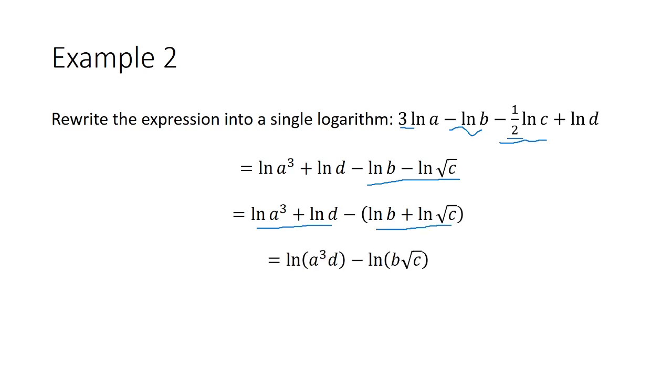So we end up with two logs. We have the log of a cubed times d, and we have the log of b times the square root of c, and those are still being subtracted. So we can use one final step to use the quotient property to combine those two logs together with the division on the inside. So we'd end up with one single log, the log of a cubed d, divided by b times the square root of c.